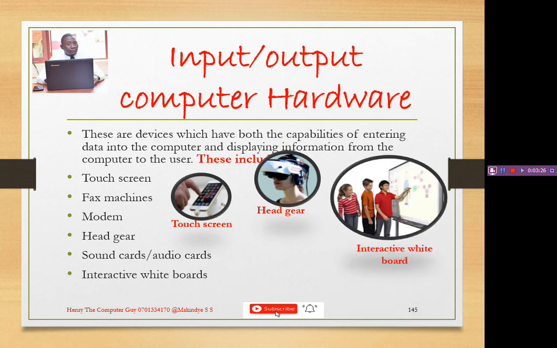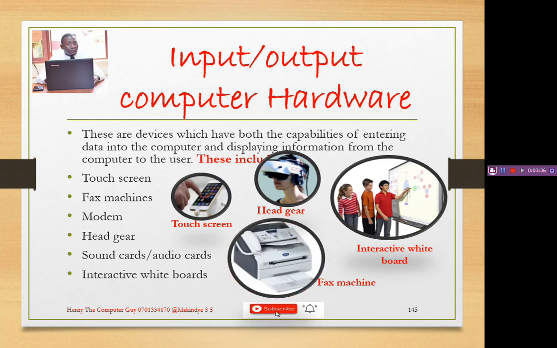So it is another one. We have the interactive whiteboards whereby these ones actually have where we can touch, for example, a touch interface, and the speakers which give us some information. Then we have a fax machine. Actually, it has a scanner and a printer at the same time. So those are the input output.